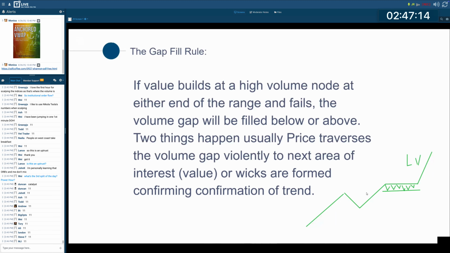Okay, oftentimes, say point of control on the day is here. You're going to see a violent move to fill this volume gap. So what does this look like on the profile? So this is a price action, okay? This is what the profile looks like, okay?